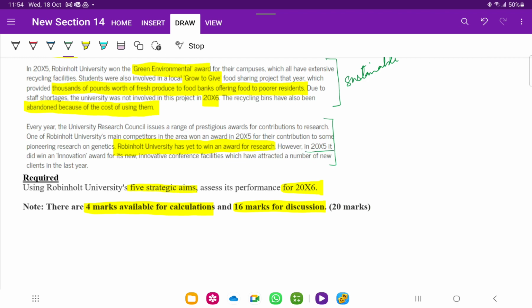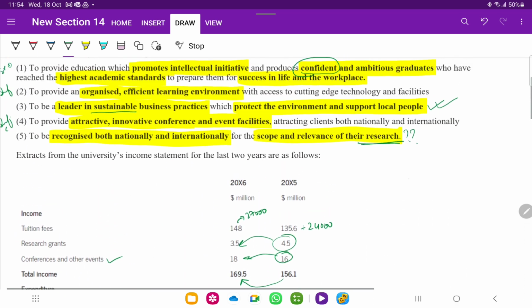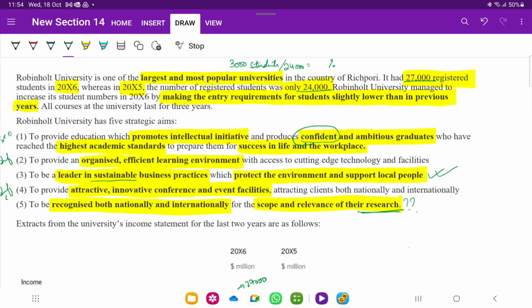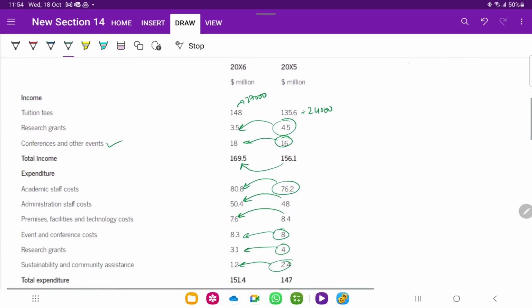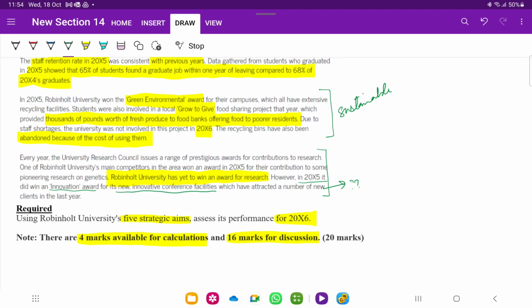However, in 2005, it did win an innovation award for its new innovative conference facilities, which have attracted a number of new clients in the last year. So this is connected to which part? Can you identify? This is connected to the fourth part, right? Where we are supposed to provide facilities to some other clients, right? For example, we have an extremely good innovative research lab, so we can provide its facilities to others, right?